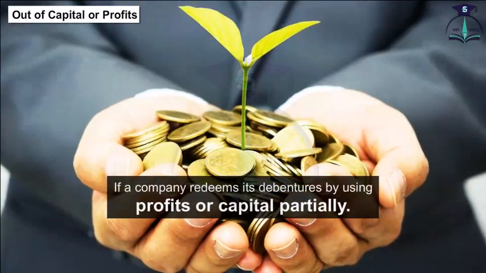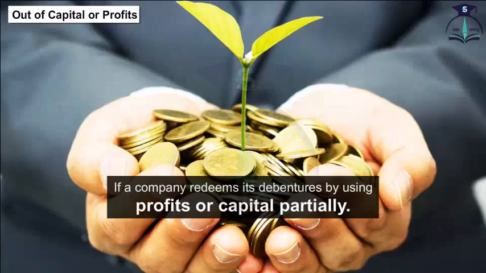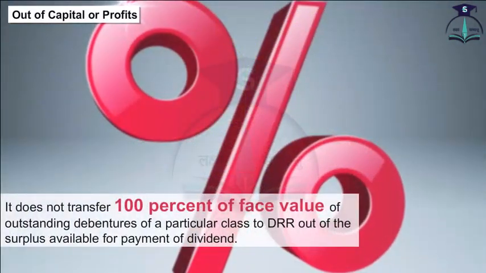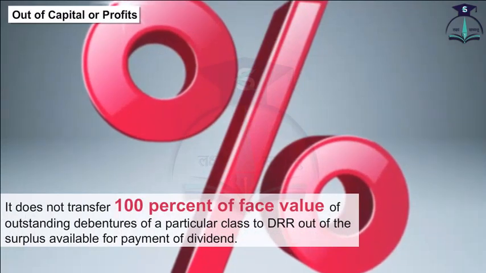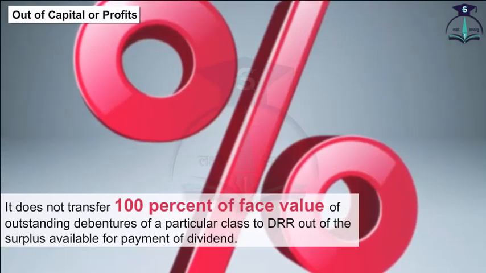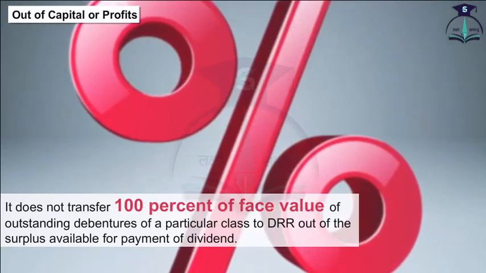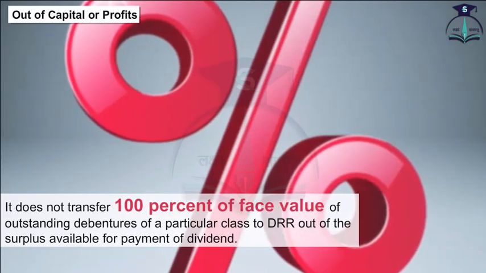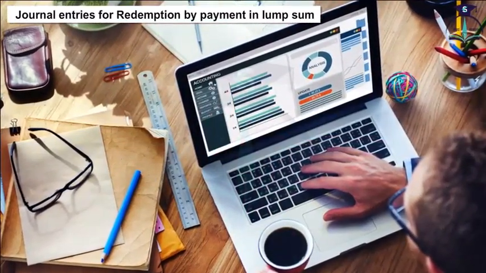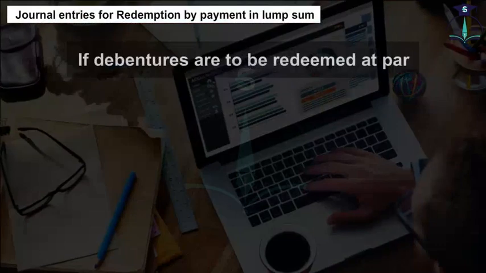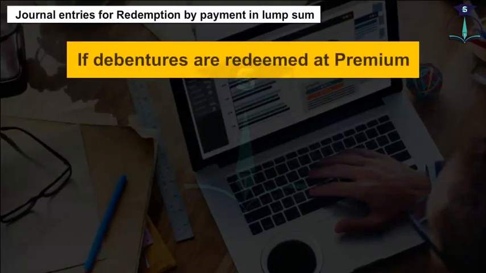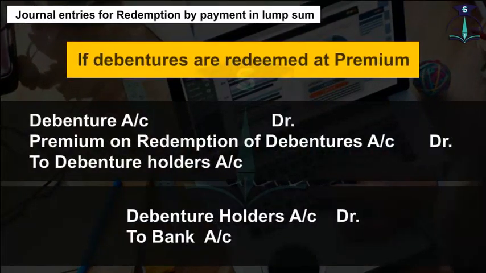If a company redeems its debentures by using profits or capital partially, it does not transfer 100% of face value of outstanding debentures of a particular class to DRR out of the surplus available for payment of dividend. Journal entries for redemption by payment in lump sum: if debentures are to be redeemed at par, and if debentures are redeemed at premium.